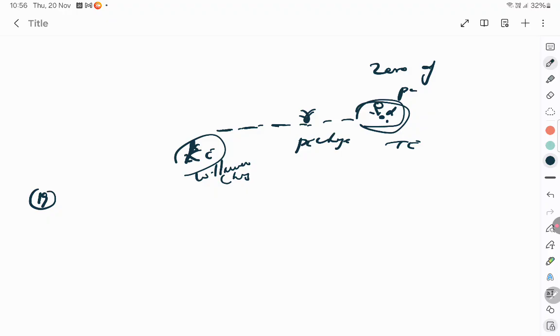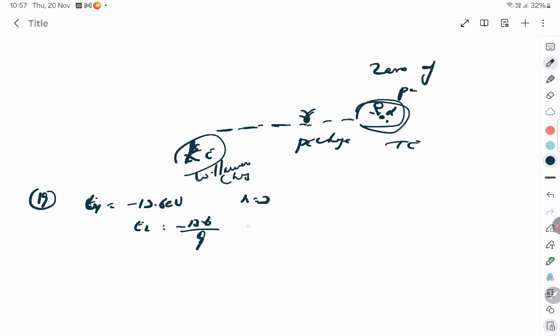This is example 19. The ground state energy of the hydrogen atom, E1, is minus 13.6 electron volt. What is the kinetic energy of the electron in the second excited state? The energy is minus 13.6 by n squared. Second excited state means n is equal to 3, so n squared is 9. Just find the energy.